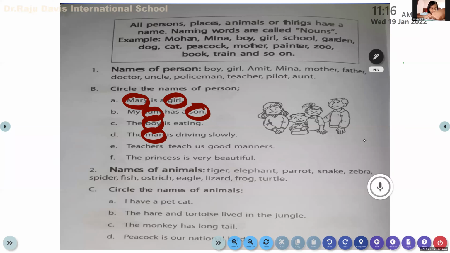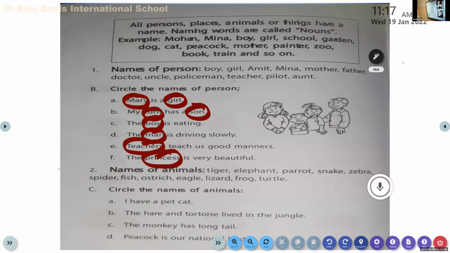Teachers. Teachers. Teacher. Very good. Teachers are persons. Okay. Teachers. Very good. Yes. Now, Devna. Come on, Devna. The princess is very beautiful. Princess is the noun. Yes, princess is the noun. It is the name of a person. Very good, very good.